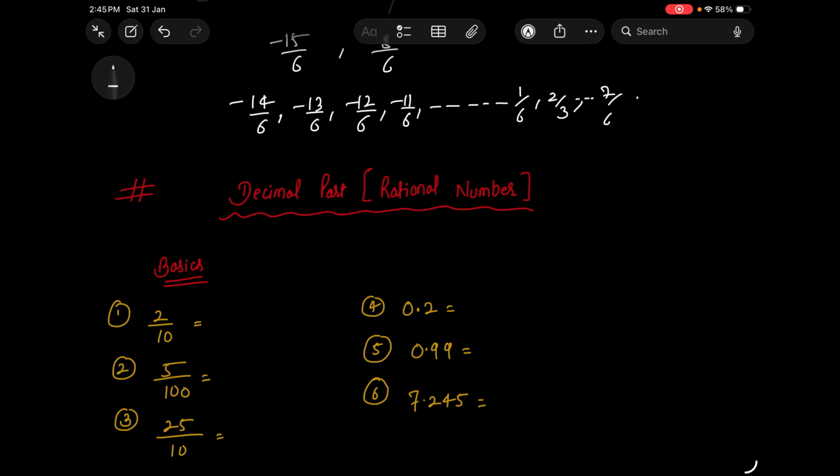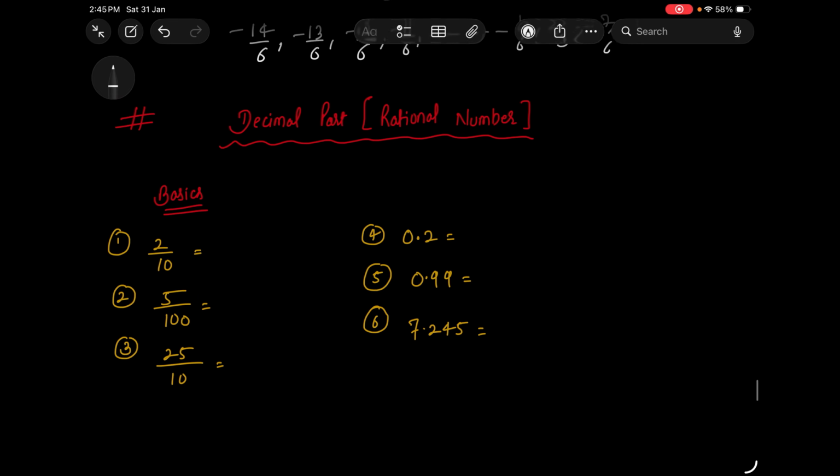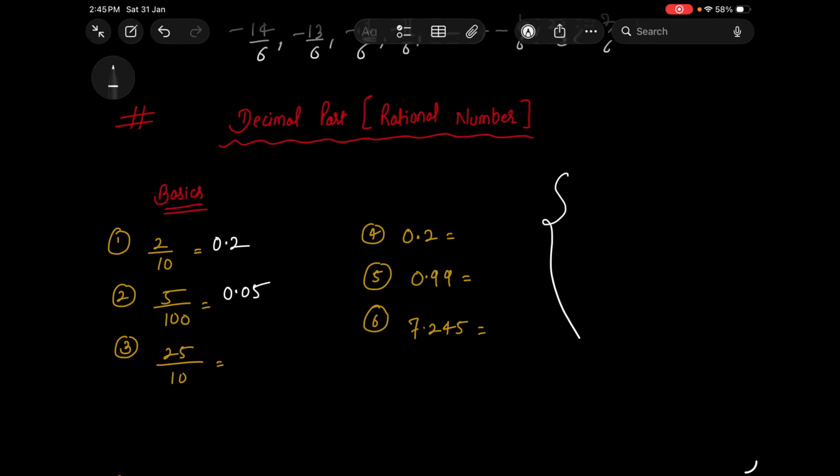Now we move to the decimal part of rational numbers. Before starting this part, we have to clear up a little bit of our decimal basics. Like 2 upon 10, we can simply write it as 0.2. 5 upon 100, we can simply write it as 0.05. How does this happen? Let's see. For any number in the numerator, when the denominator is a multiple of 10, we can write it in decimal form.